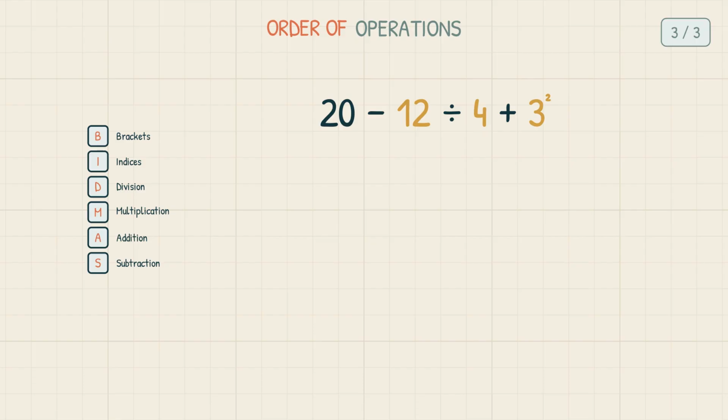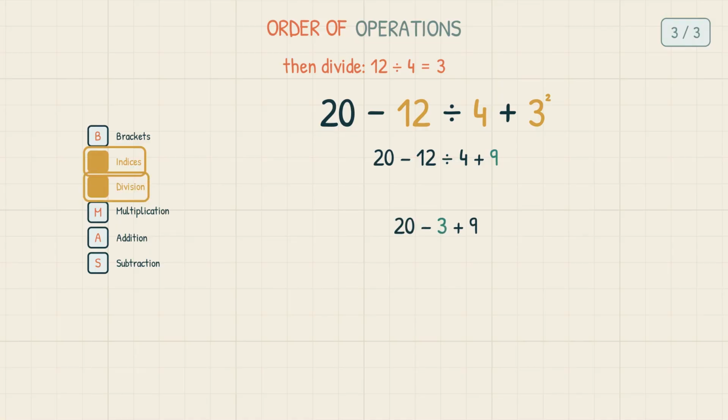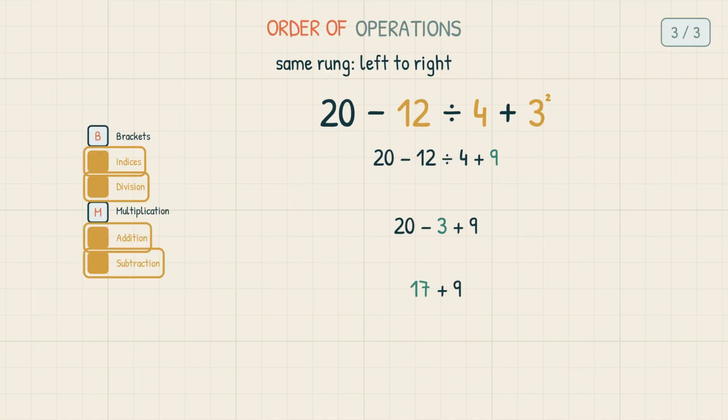Last one, the full ladder, 20 minus 12 divided by 4 plus 3 squared. No brackets, indices next. 3 squared is 9. Then division. 12 divided by 4 is 3. Now only add and subtract are left. Same rung, so left to right. 20 minus 3 is 17. Plus 9 is 26.